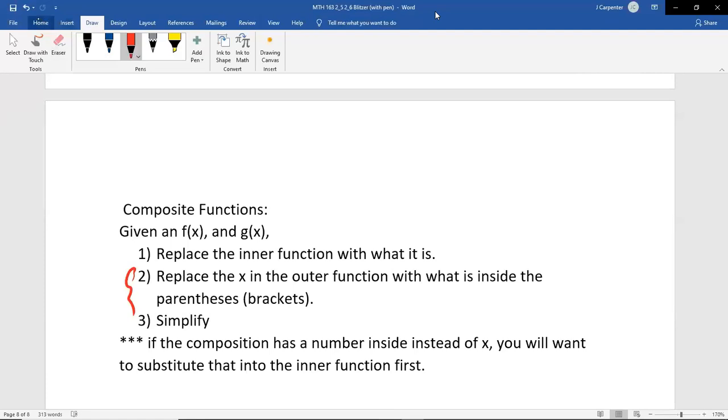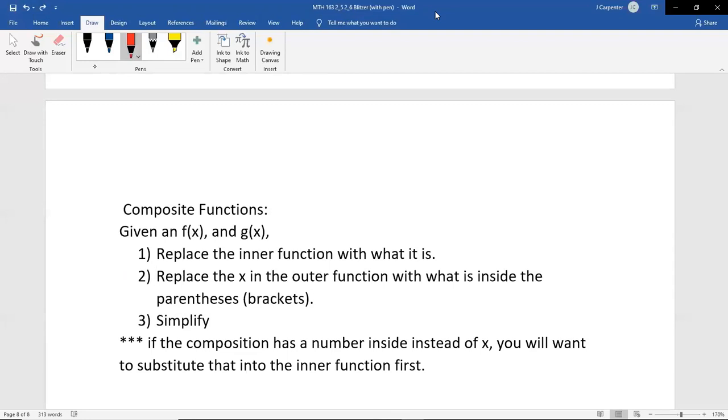Then I have a little memo that says, if you have a problem where the composition has a number inside instead of just an x, you're going to want to substitute that into the inner function first, and then you'll have another number, and then you'll take that number and plug it into the outer function. You will see an example of this, which is why I just rushed through saying it. We'll come back to that concept. Let's focus on dealing with just pure x's first.